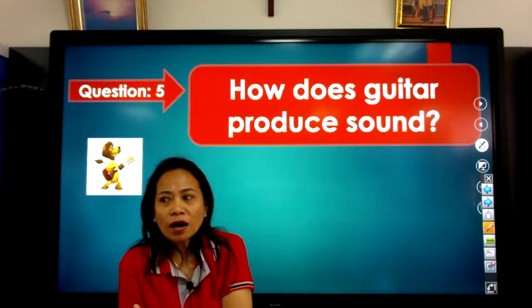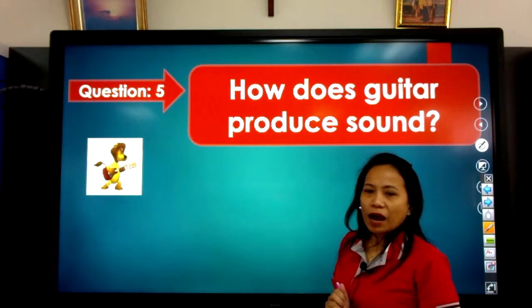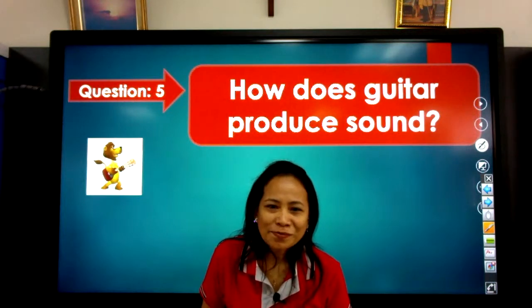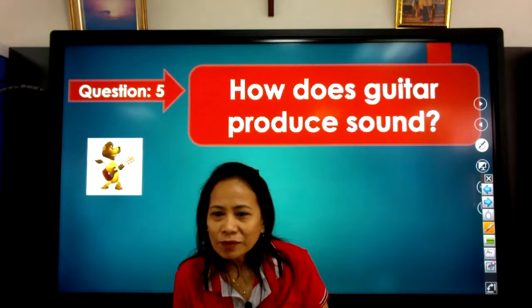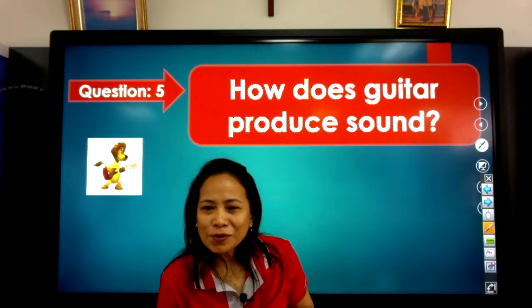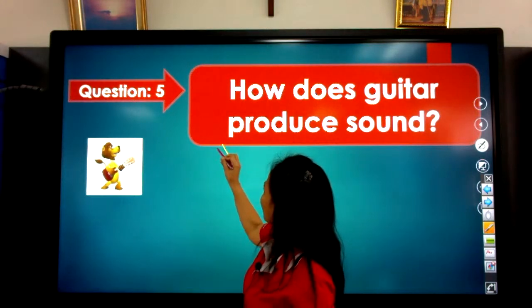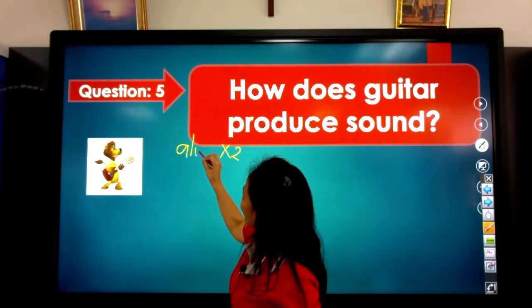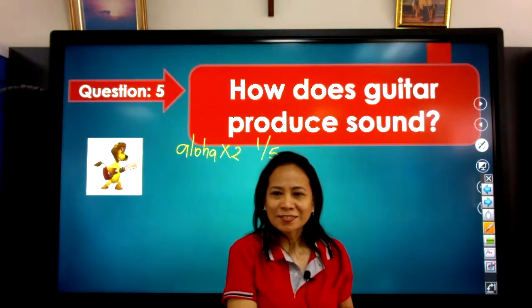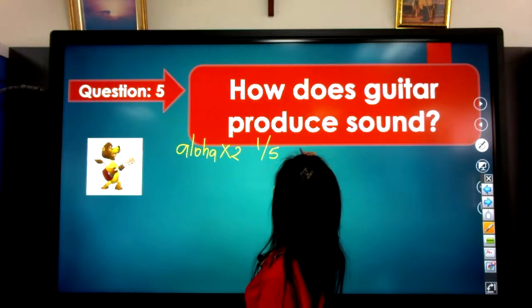Aloha X2. Who's that? Room, please. Name and room. Aloha X2 number 40. Number 40.